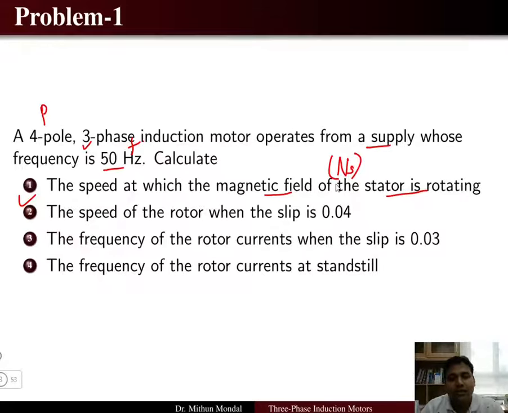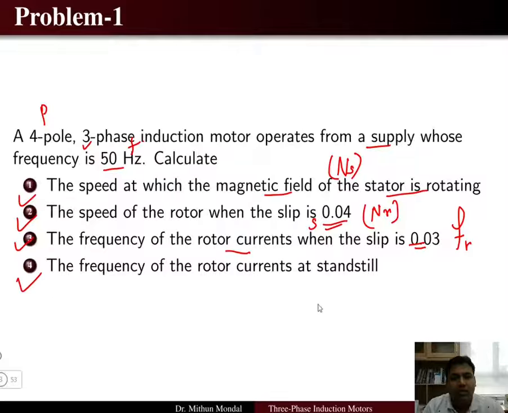So ns is the speed of the stator magnetic field. What is the speed at which the rotor is rotating when the slip is given to be 0.04? So this is the value of the slip given and you have to calculate the value of NR. What is the frequency of the rotor current when the slip is 0.03? So what is the frequency of the rotor current under the running condition?